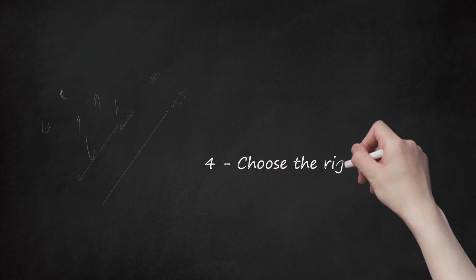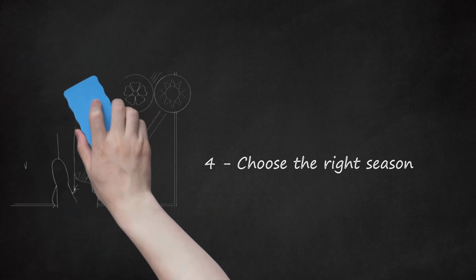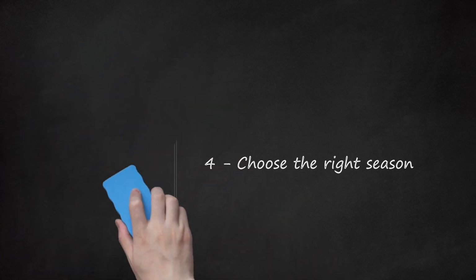4. Choose the right season. Windows should ideally be cleaned twice a year, but some seasons are better than others for this. Winter is really the only season when you should avoid window cleaning, simply because freezing temperatures, warm water, and wet windows can lead to cracked glass. Fall is one of the best times to clean windows, but you may have to hold out for a dry and calm day. Late spring and early summer are also ideal for window cleaning, but you'll have to wait for a day that's not too sunny or rainy.